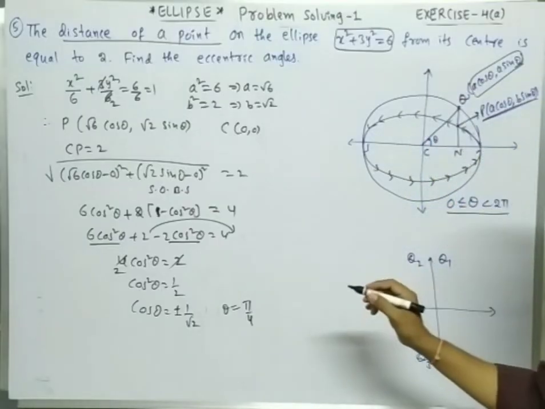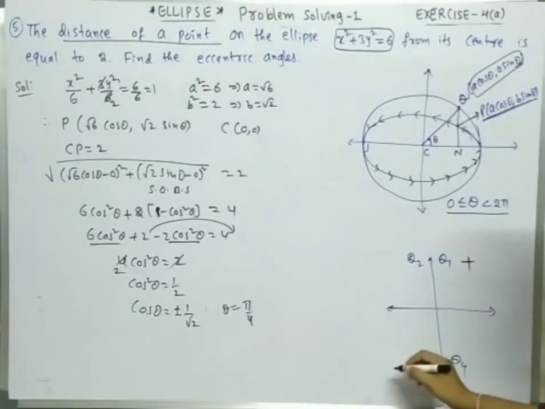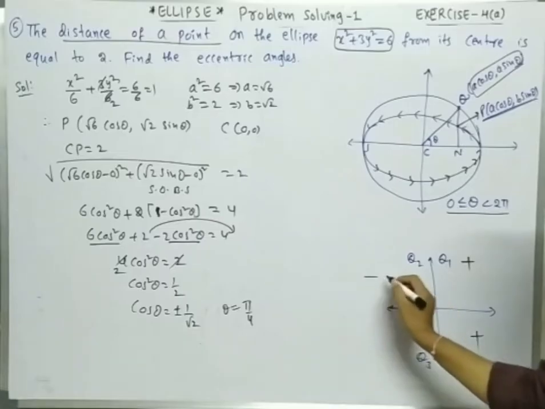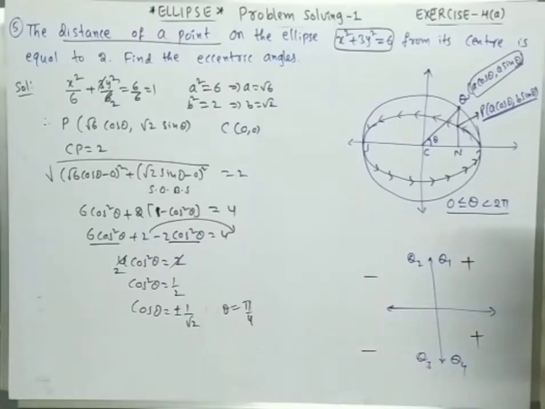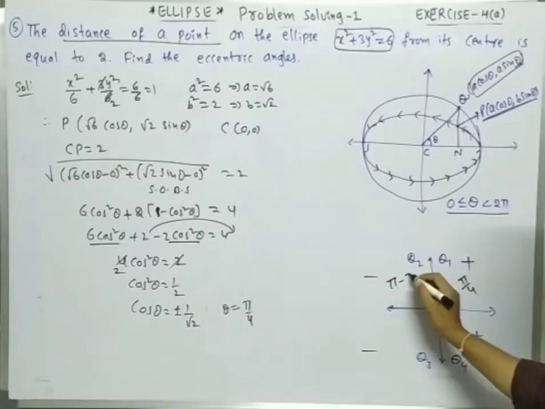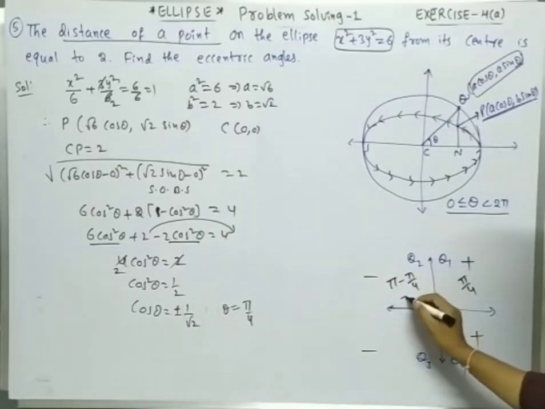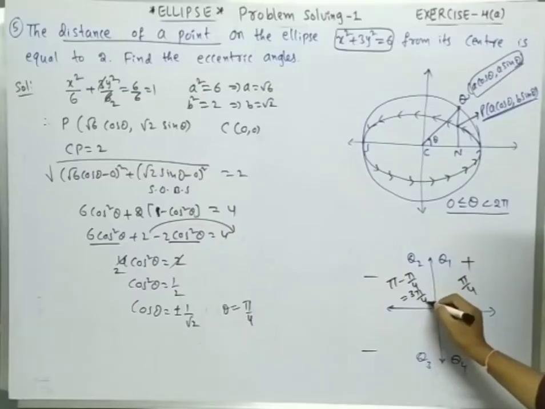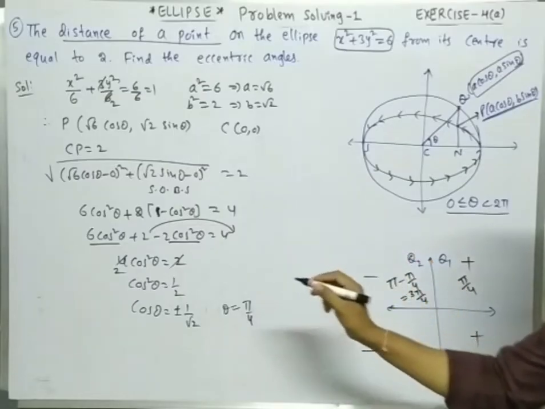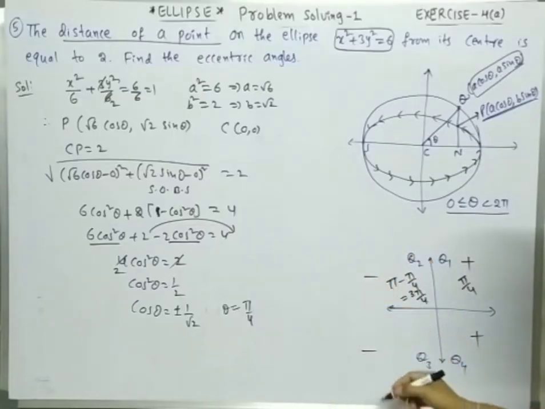Okay, so cos theta is positive in the first quadrant and fourth quadrant, negative in the second and third quadrants. In the first quadrant the angle is pi by 4, and cos pi by 4 is 1 by root 2. In the second quadrant the angle is of the form pi minus theta, so pi minus pi by 4, that is 3 pi by 4. Cos 3 pi by 4 is minus 1 by root 2, with the negative symbol.